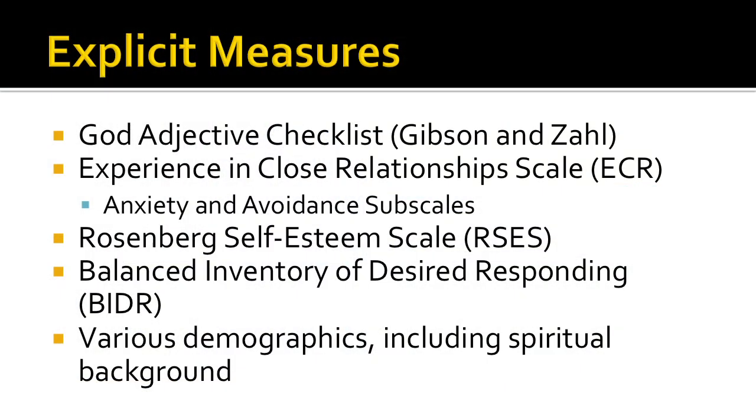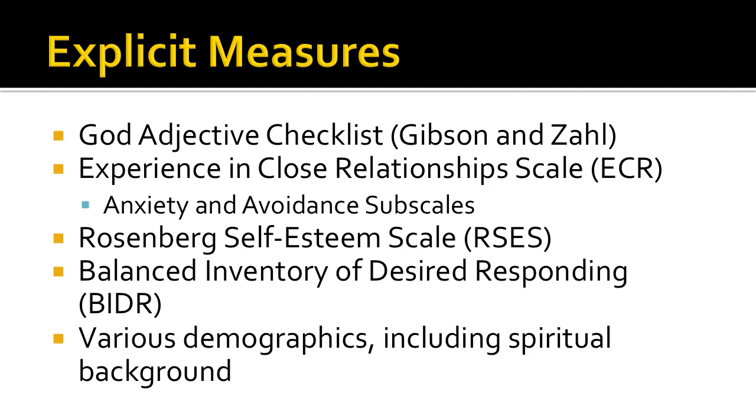As far as the explicit measures, I used something called the God Adjective Checklist. This was the main measure that I'm going to talk about today. It's a questionnaire which has about 25 positive and 25 negative adjectives, which you rate on a Likert scale as far as how much you agree these are like God. The positive words might be loving, trustworthy, and the negative words might be vindictive or punishing or something like that.